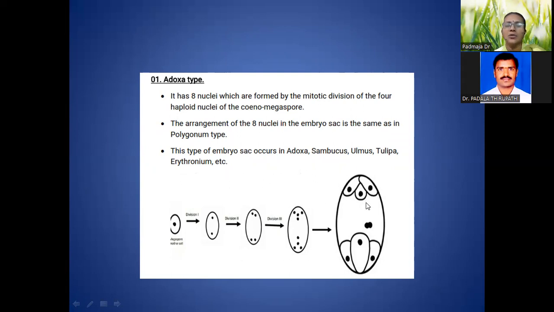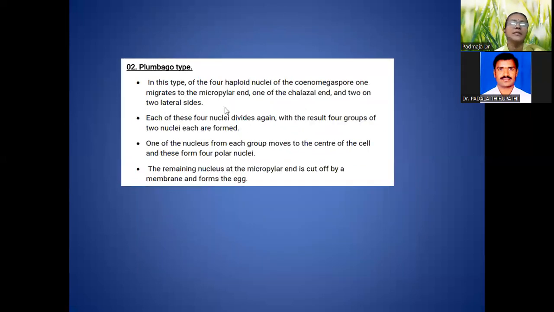In this also, after fertilization, the zygote will be formed and the endosperm will be formed. This endosperm is in the triploid condition, so we have to mainly concentrate on that: what is the chromosome number of the endosperm, and what nuclei are present in the mature embryo sac. And next one is the Plumbago type.